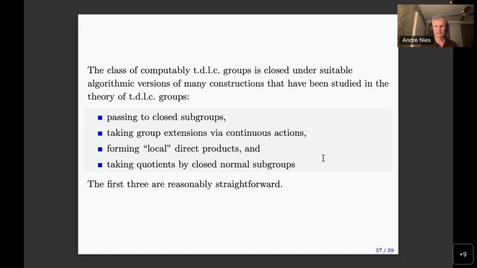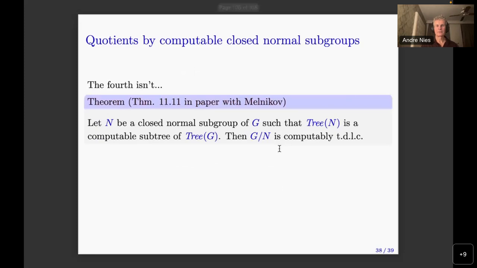The first three are quite straightforward, it just takes a bit of work, like a page for those local direct products. But the last one was quite difficult. It says, in detail, if I have this computable presentation of G and I have a closed normal subgroup N, in the sense that its tree is a computable subgroup of the tree for G, then G divided by N is also computably TDLC.